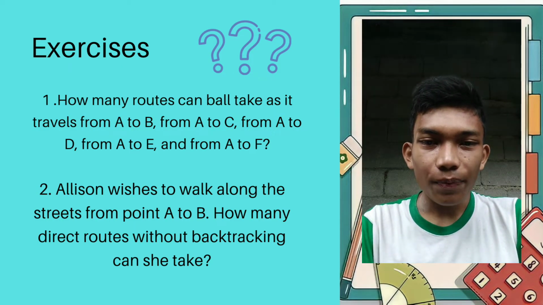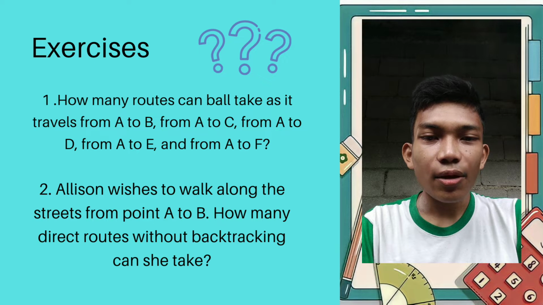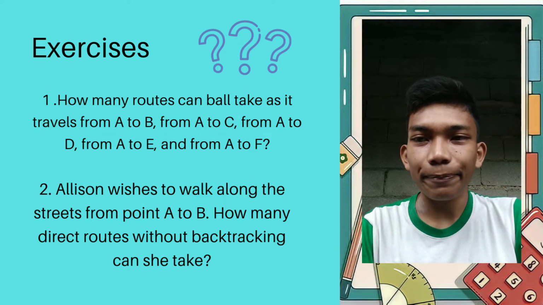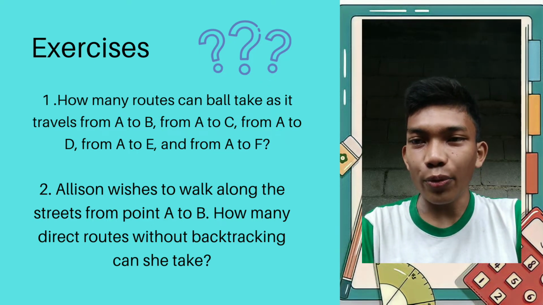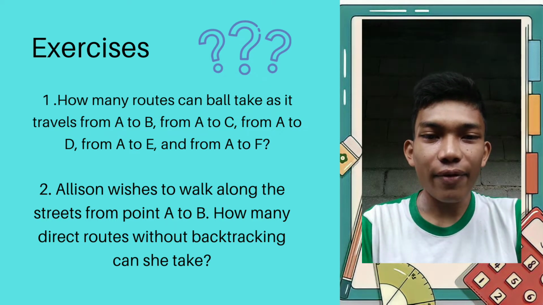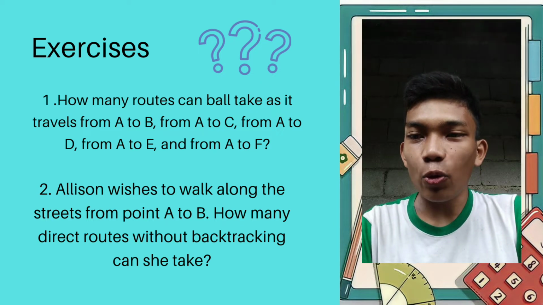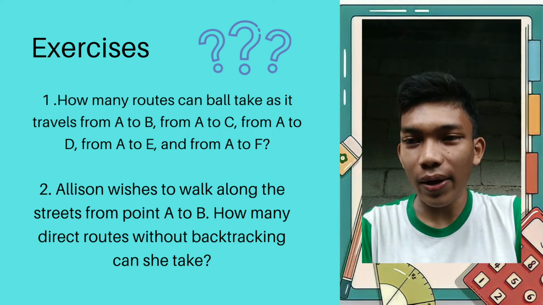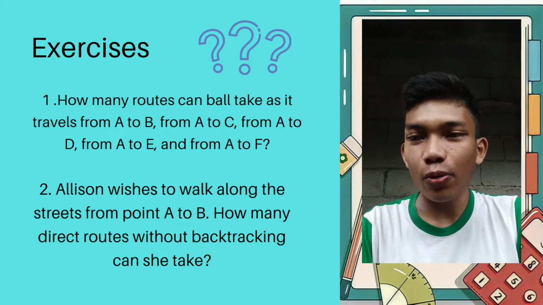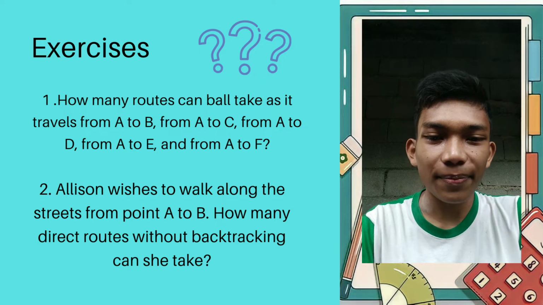Let's try to answer some exercises to apply the Pascal's triangle. Number 1, how many routes can a ball take as it travels from A to B, from A to C, from A to D, from A to E, and from A to F? So we will have the figure on the next page. Number 2, Allison wishes to walk along the streets from point A to B. How many direct routes without backtracking can she take?